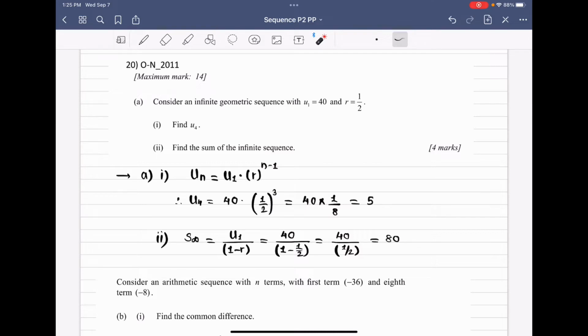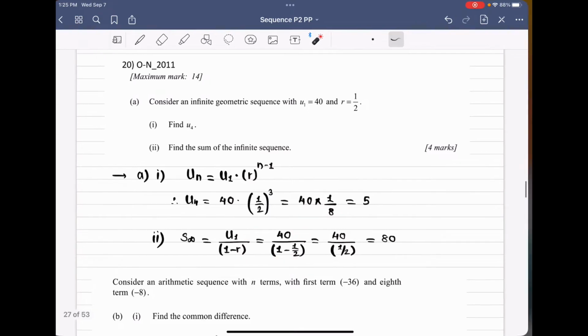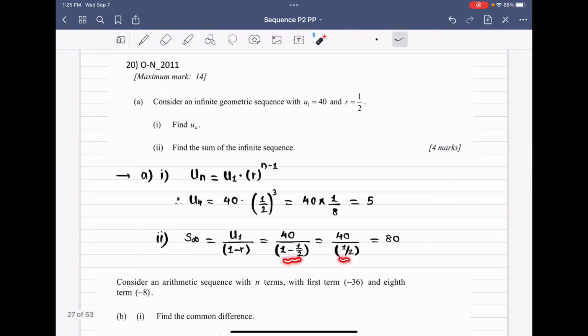Find the sum of an infinite sequence. Sum of infinite sequence is u1 over 1 minus r. So 40 over 1 minus 1 by 2. 1 minus 1 by 2 is basically 1 by 2. 40 over 1 by 2 is 80. So that is your second answer. This is for 2 marks.